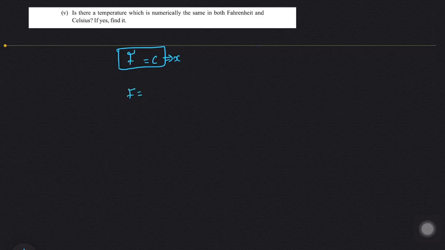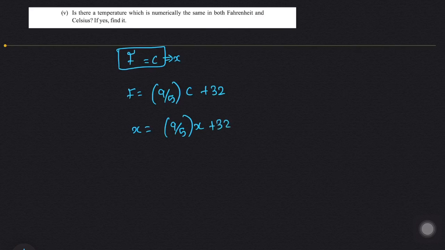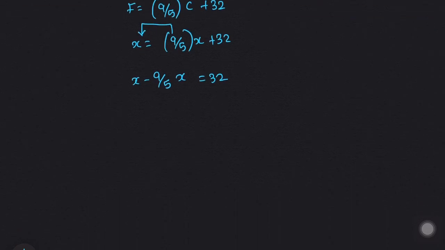F is equal to 9 by 5 times C plus 32. So just replacing with the common term X. So X is equal to 9 by 5 times X plus 32. Then take the common terms on the same side. So X minus 9 by 5 times X is equal to 32. Then X is a common term, just take it. 1 minus 9 by 5 times X is equal to 32.